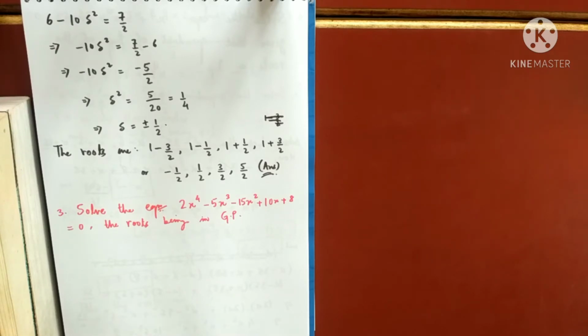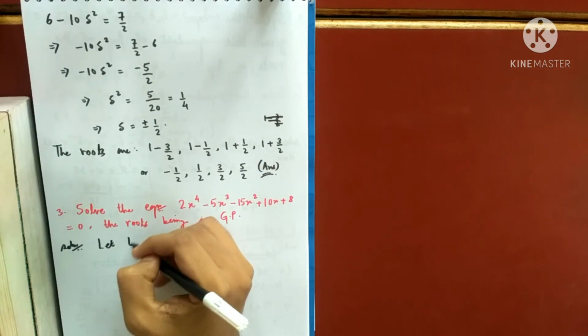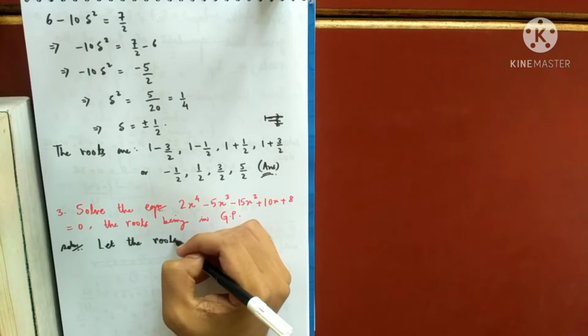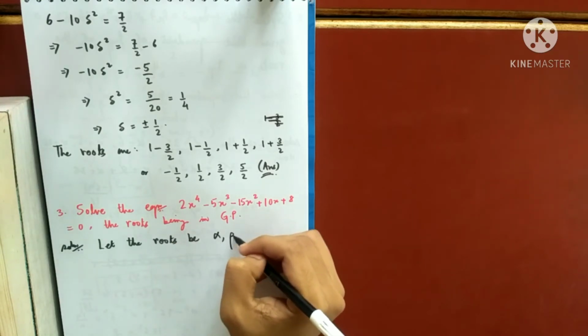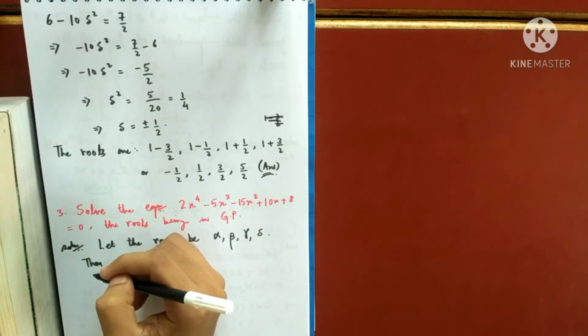But that will make it very complicated. For AP, everything was in the numerator, that is a minus 3d, a minus d, and so on. When the roots are in GP, I will simply assume let the roots be alpha, beta, gamma, delta, and because they are in GP, the common ratio will be the same. So instead of taking that way, I'll just write let the roots be alpha, beta, gamma, delta.